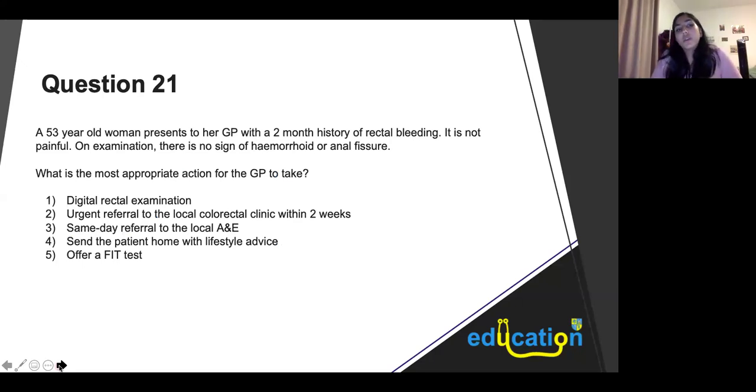So question 21. A 53-year-old woman presents to her GP with a 2-month history of rectal bleeding. It is not painful. On examination, there is no sign of hemorrhoid or anal fissure. What is the most appropriate action for the GP to take?